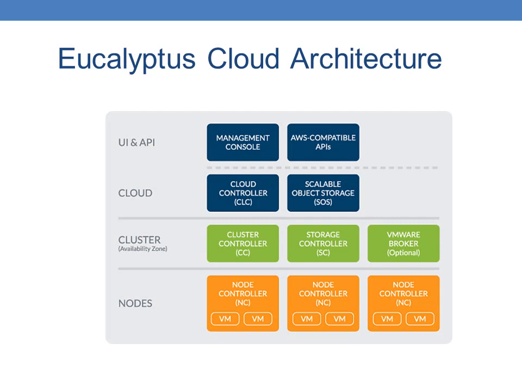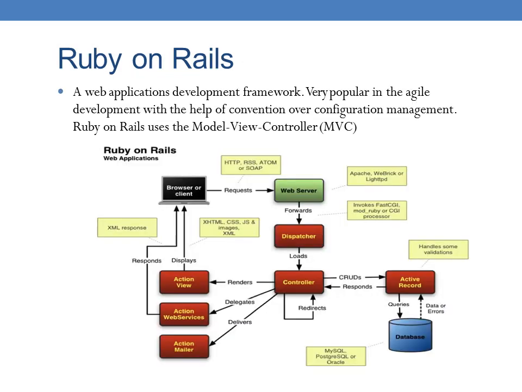Here a UI, user interface, or application programming interface, having management console and AWS compatible APIs. Using that we can interact with the cloud controller or scalable object storage. Then the cluster has the cluster controller and storage controller, or a VMware broker which is optional. So using that finally the node level is available. That is the node controller, or all the node controllers having VMs, virtual machines. Using that they can share the resources with the client.